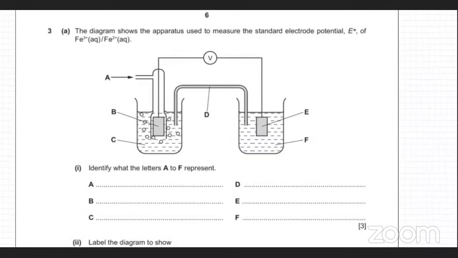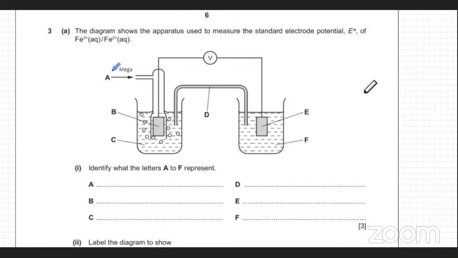He's saying there's an Fe3+/Fe2+ electrode, and he's trying to measure the standard electrode potentials. To measure the standard electrode potential, you need a standard hydrogen electrode. So which one is the standard hydrogen electrode? Out of the two, which one do you think it is? Left. Take the one to the left.